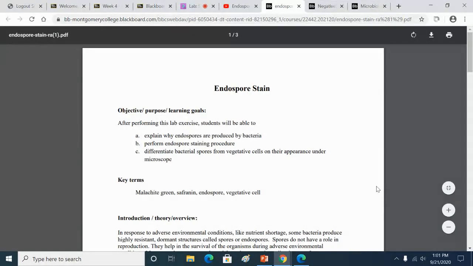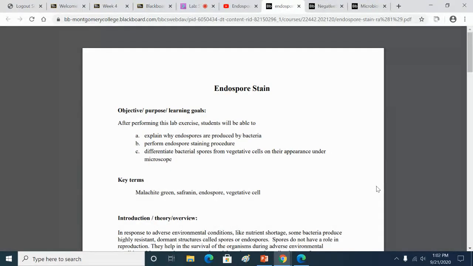So what is the purpose of an endospore? What's its function? Able to survive when conditions are not favorable. So survival. Spores are about survival, right?